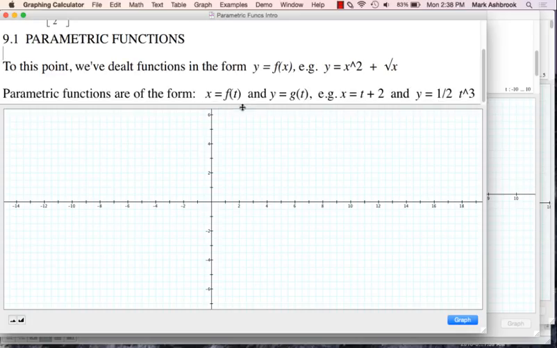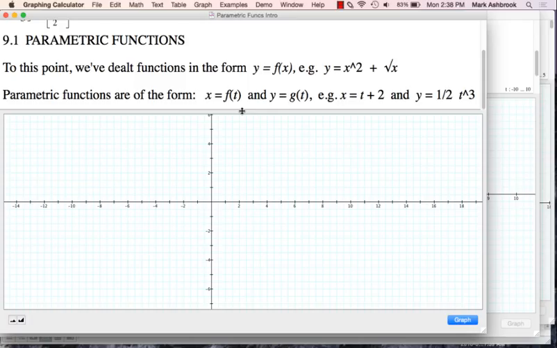Okay, so parametric functions are different. They're of this form: x is some function of t, and y is another function of t. So we're introducing a new variable, and that new variable is called the parameter. And that parameter becomes our independent variable.